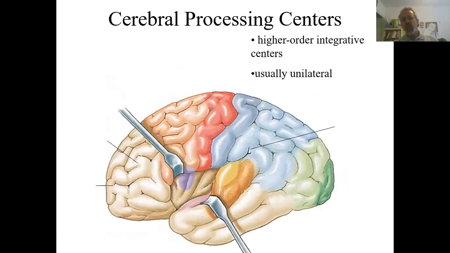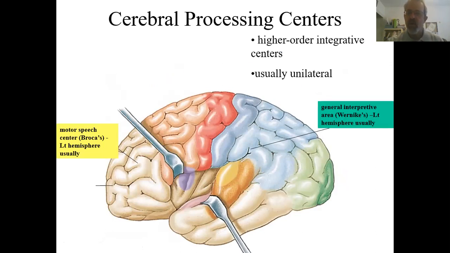Then we have, of course, what we call the cerebral processing areas, which is what I referred to when we were talking about Broca's area, which is in the frontal lobe. And then we have Wernicke's area, which is usually in the left hemisphere. 95% of the time, it's found in the left lobe. That can change rarely, but 95% of the time, it's found in the left lobe.